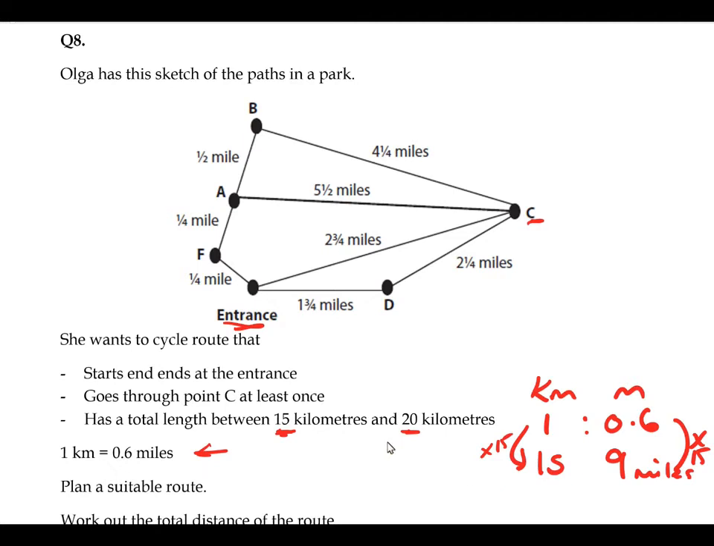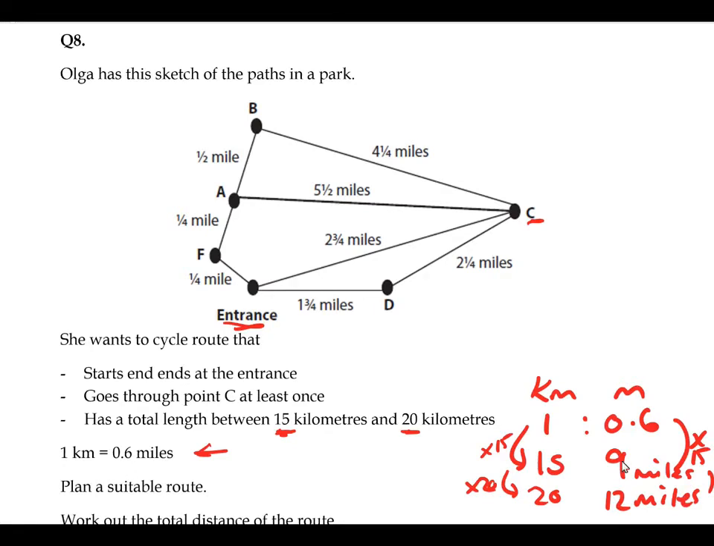Let's do the other conversion then. So we have 20 kilometers to convert. So we've multiplied that side by 20. So on this side, we multiply by 20 and it's 12 miles. So our route needs to be between 9 and 12 miles.